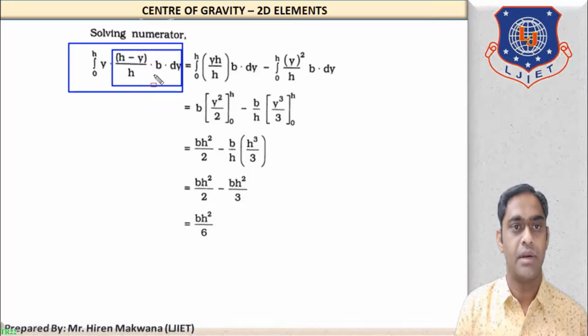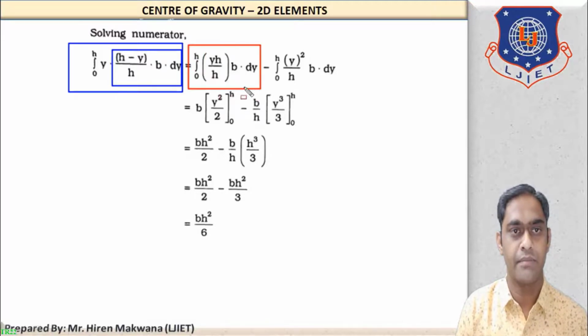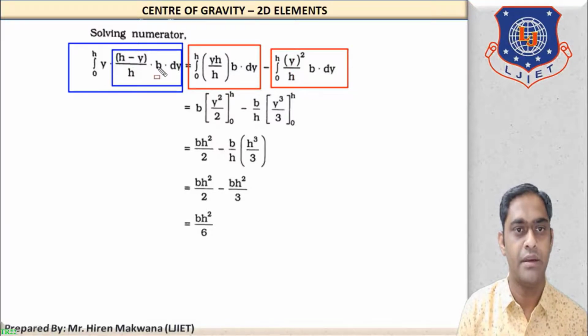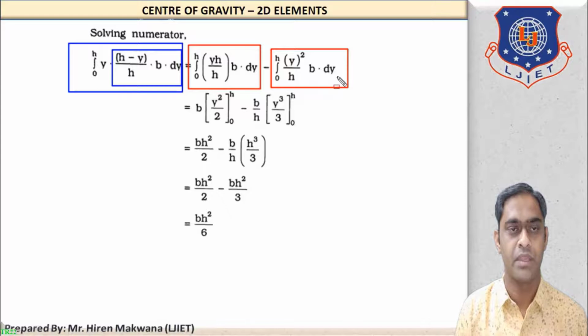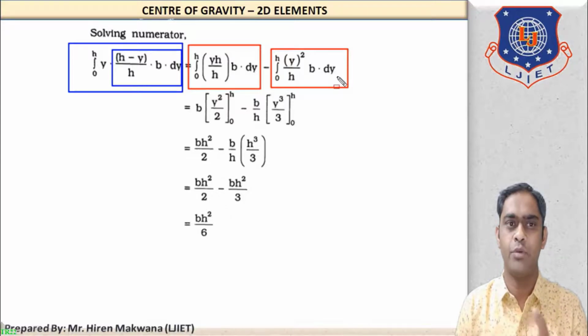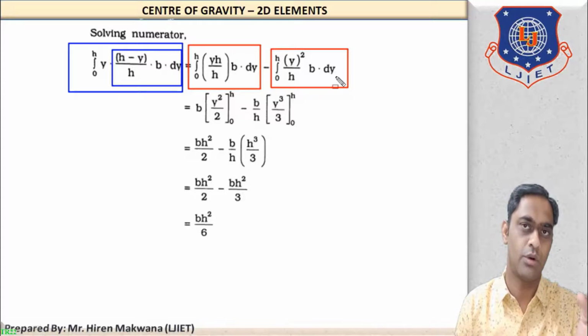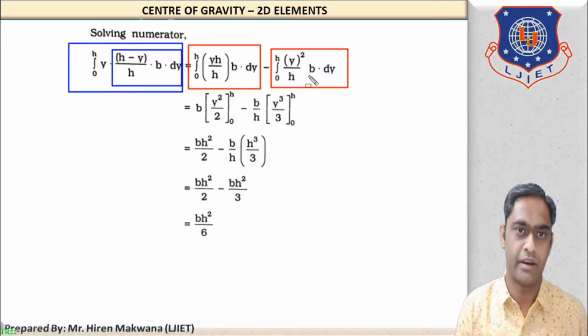Just multiply and get the terms separate. This is the first term. Here it is minus, so this is the second term. I have multiplied y and b both in this bracket. So y h by h into b, and y square by h into b dy, separate terms. You can multiply y into b in the bracket and you can see this within your notebook by rough work.